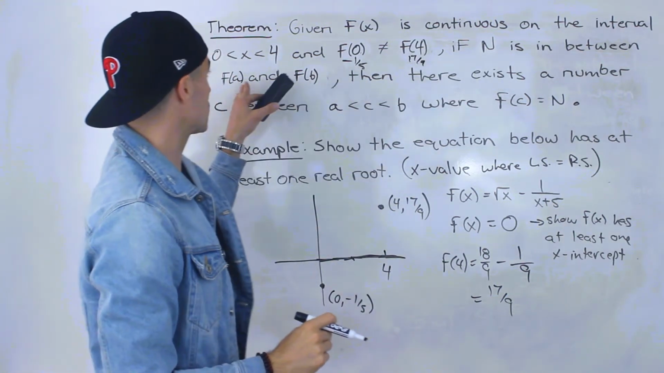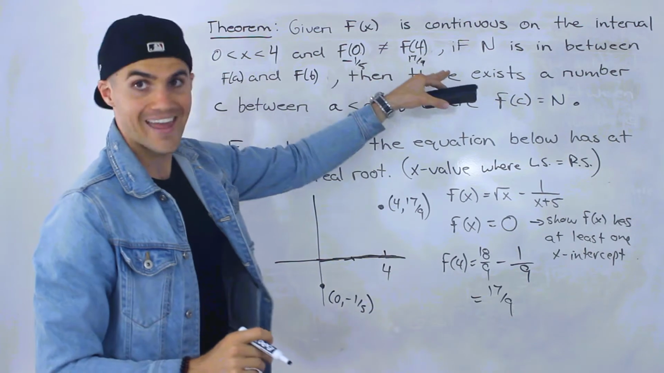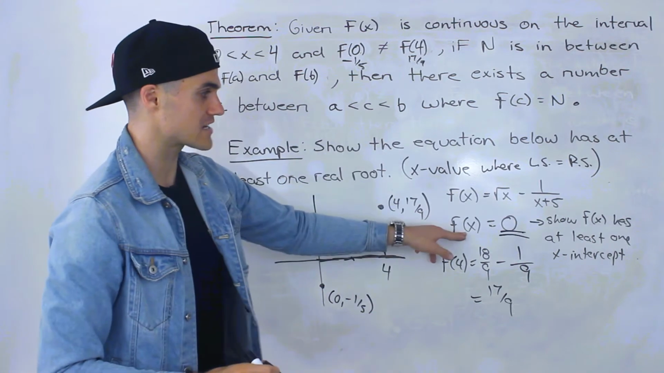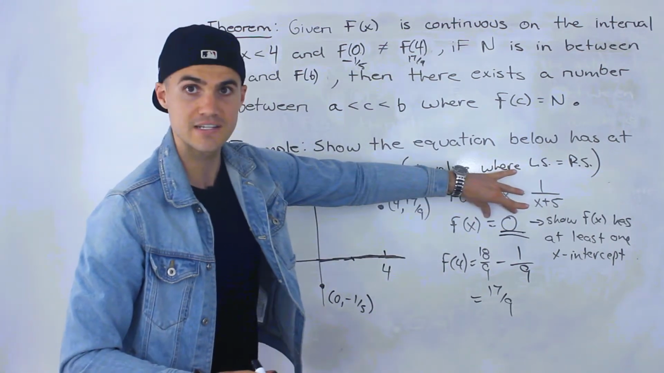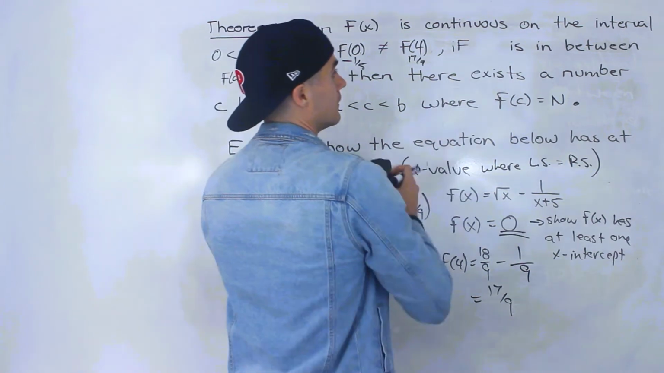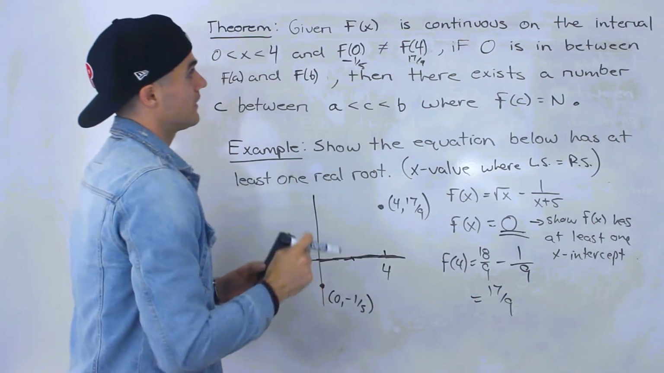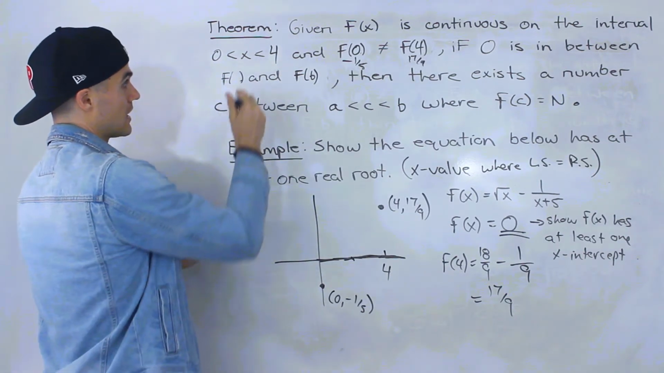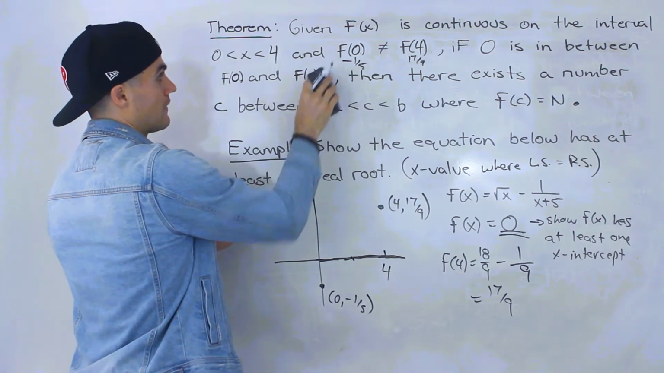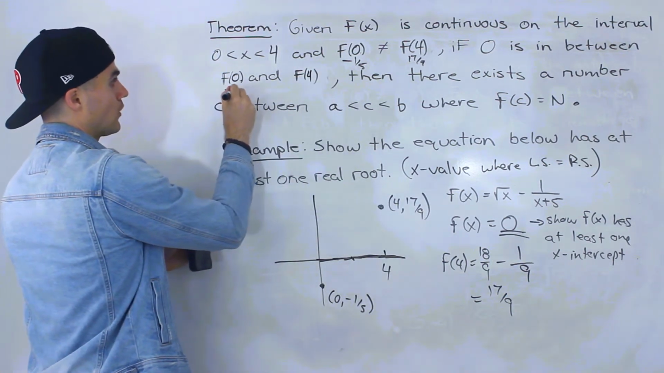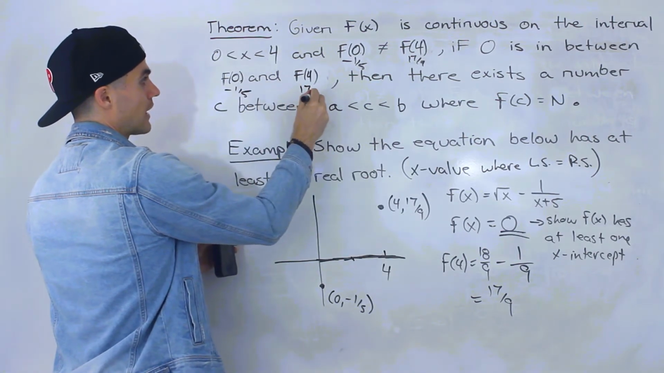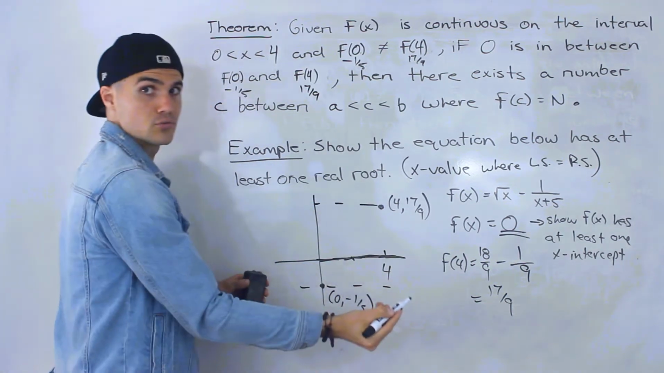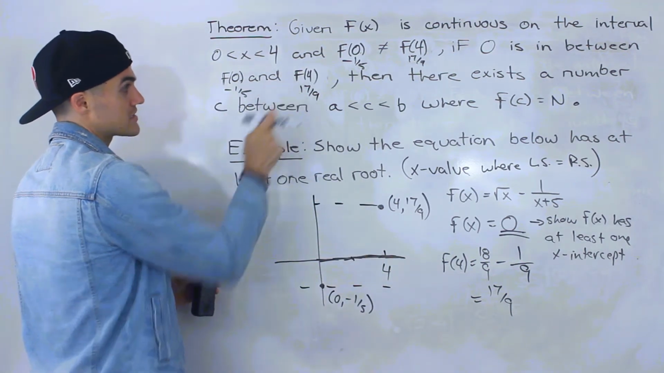If n is in between f of a and f of b, so the n value that we're working with is this 0 here, right? We're showing that there's at least one x value where this function is going to equal 0. So the n here is 0. If 0 is in between f of a and f of b, which it is, because f of 0 is negative 1 over 5 and f of 4 is 17 over 9. Notice that 0, this y value, is between these two y values. It's in between negative 1 over 5 and 17 over 9.